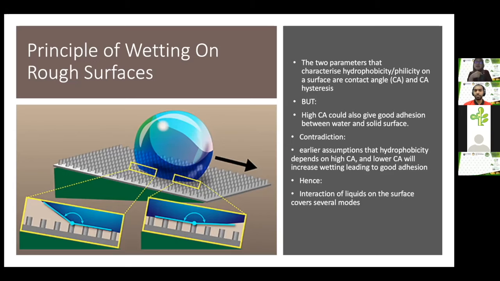But in contradiction to the earlier assumption that anti-wetting, or let me call it hydrophobicity, depends on a high contact angle, a lower contact angle can also increase wetting. That throws out all the assumptions of the previous models of Wenzel, Cassie-Baxter or Young's model, because you might get a different result when you estimate theoretically using the mathematical equation, as opposed to the actual measurement of the contact angle. We also need to consider the interaction of these liquids on the surface, which can cover several modes.